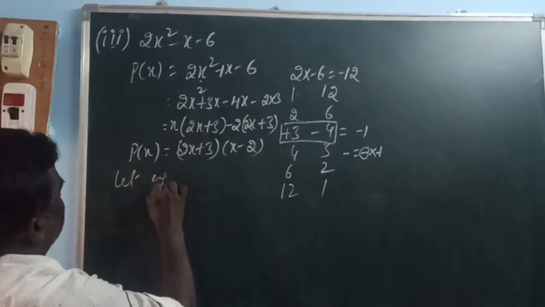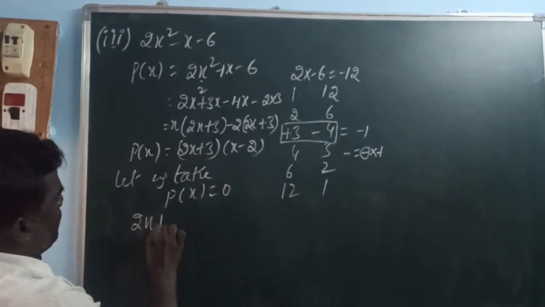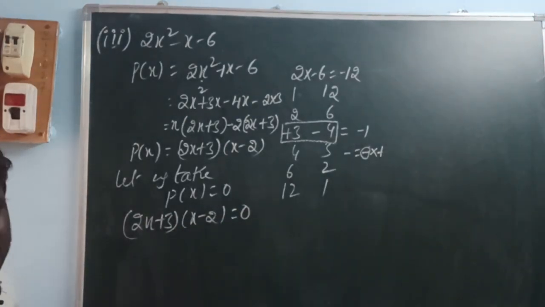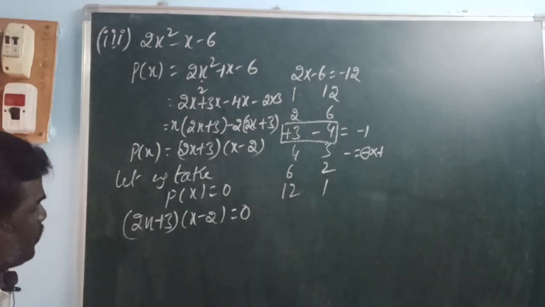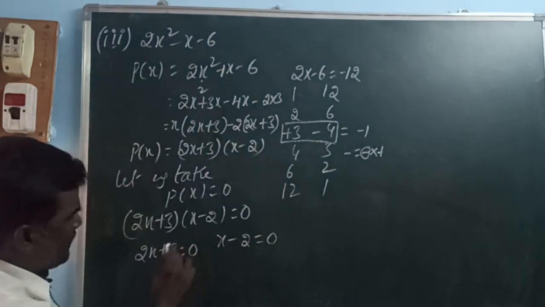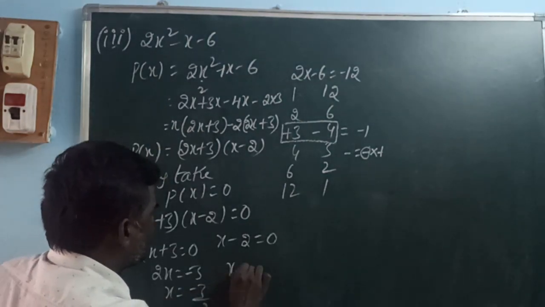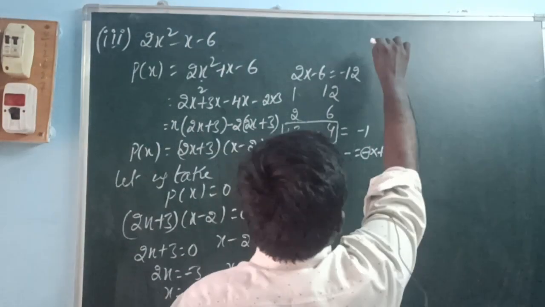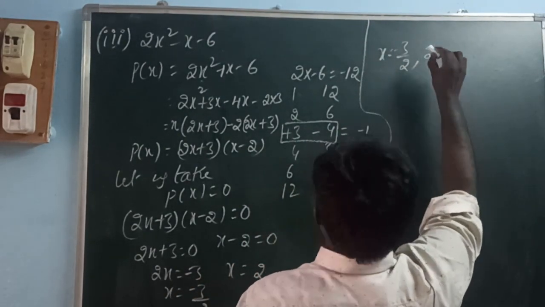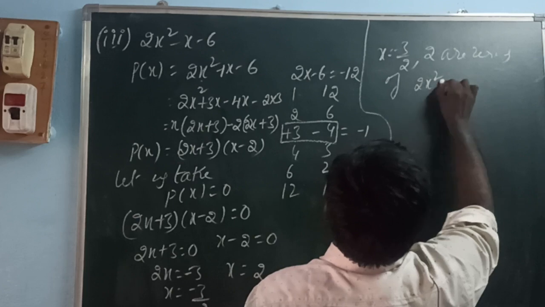So here, let us take p of x equal to 0: 2x plus 3 into x minus 2 is equal to 0. So the product of two polynomials is 0: either the first one is 0, or the second one is 0, or both are zeros. That is, 2x plus 3 is equal to 0, x minus 2 is equal to 0. Plus 3 goes to the other side as minus 3. So x is equal to minus 3 by 2, and 2. So x equal to minus 3 by 2 and 2 are the zeros of 2x square minus x minus 6.